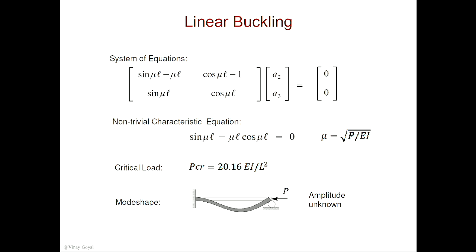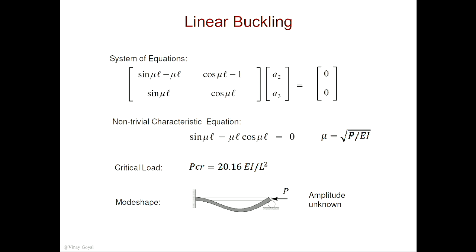What we're saying here is if I took a ruler, like the one you gave me, and I clamped it on the left-hand side, and I had a roller on the right-hand side, and I applied an axial load to that beam, that beam will buckle at this load, 20.16 EI over L squared. Notice that there's no strength properties. It's just the modulus of the material.